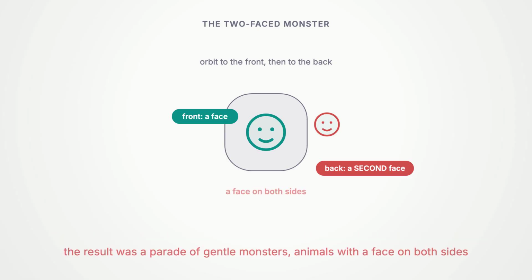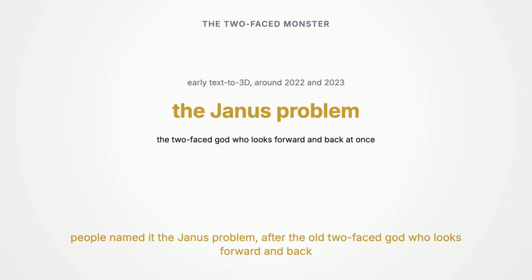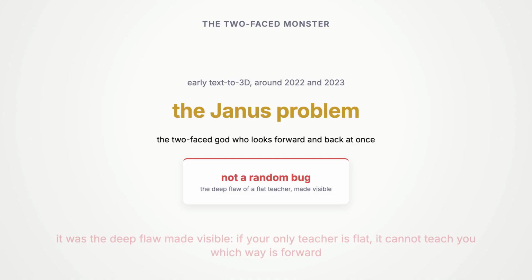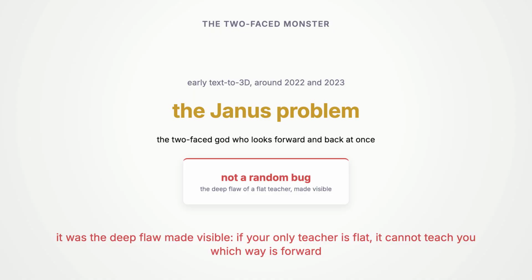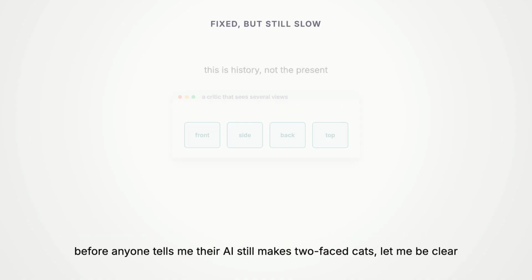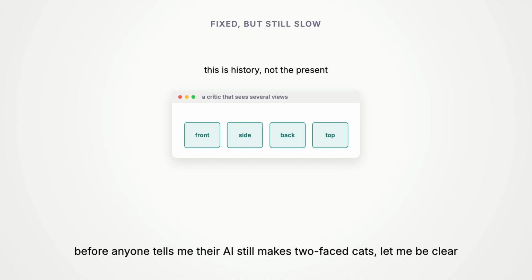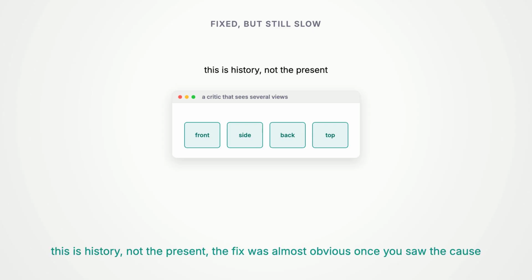The result was a parade of gentle monsters, animals with a face on both sides, characters with the same front pasted everywhere. People named it the Janus problem, after the old two-faced god who looks forward and back at once. And it was not a random bug. It was the deep flaw of the whole approach made visible. If your only teacher is flat, it cannot teach you which way is forward. Now, before anyone tries this at home and tells me their AI still makes two-faced cats, let me be clear. This is history, not the present.